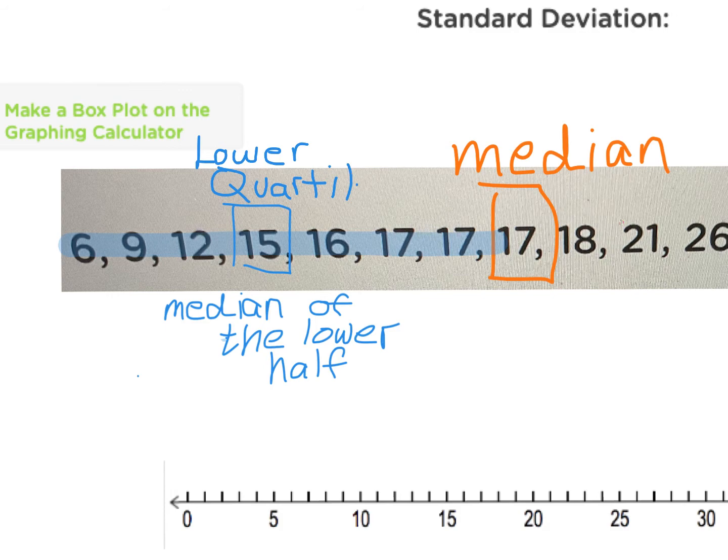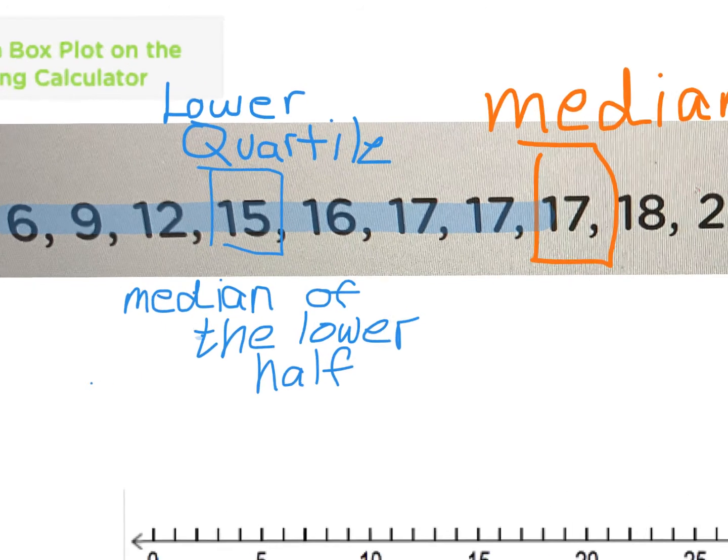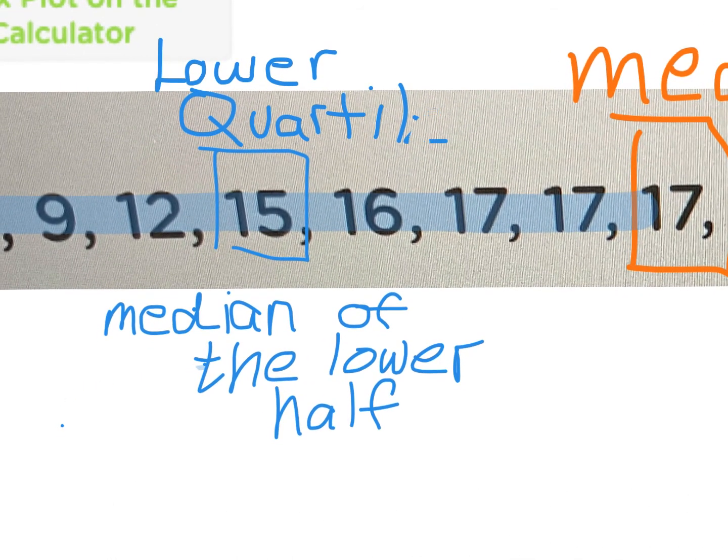I heard a lot of people go, oh, like, so now we've heard this word before? Yay. I know we all came from different background experiences in math classes. Some of us have learned some of these things that others of us haven't. So that median of the lower half of the data is called a lower quartile. We're going to see where that name comes from in a second.